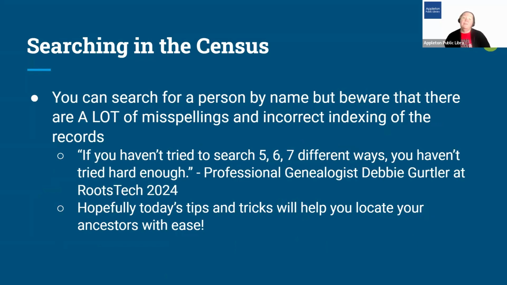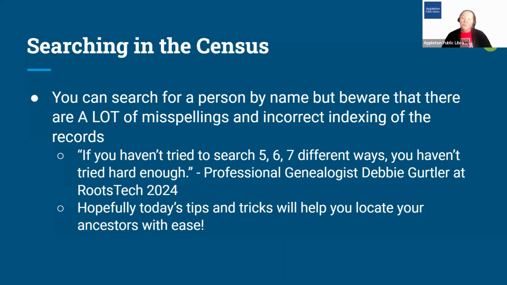So using these websites, you can search for a person by name, but unfortunately, there's going to be a lot of misspellings in the census, and there's incorrect indexing of these records. There was a really great quote at RootsTech 2024, which happened in March. If you're not familiar with what RootsTech is, it's this huge conference that FamilySearch does. And there was a session from a professional genealogist, Debbie Gertler, and she said this really great quote that I thought is so fitting for all of genealogy.